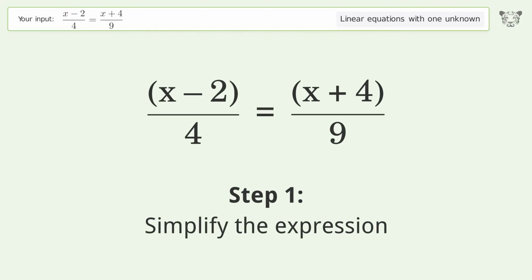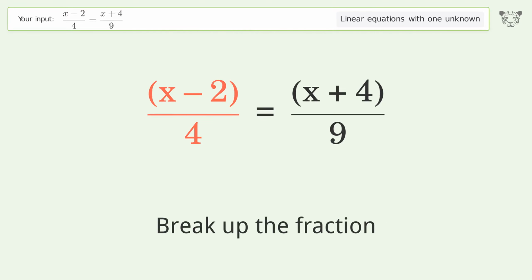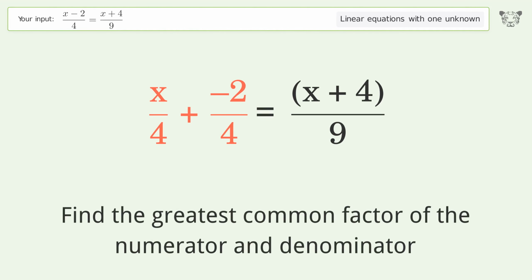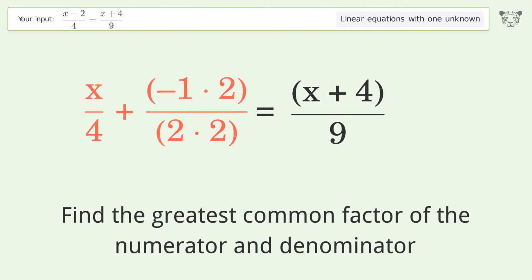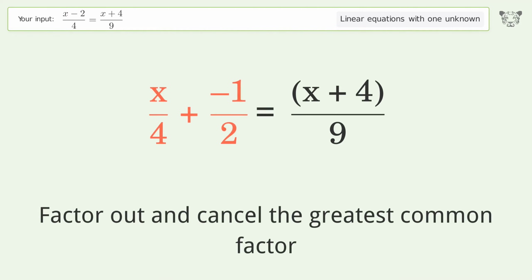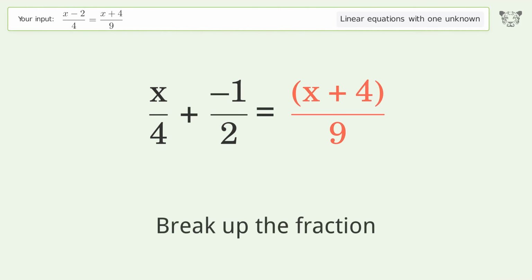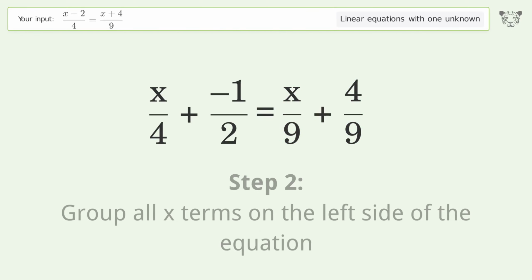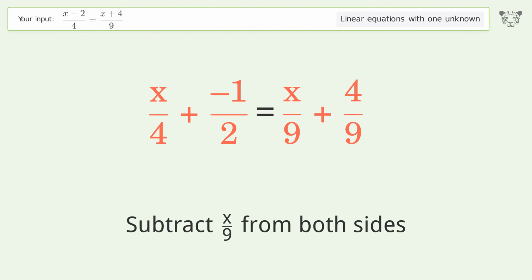Simplify the expression. Break up the fraction. Find the greatest common factor of the numerator and denominator. Factor out and cancel the greatest common factor. Break up the fraction. Group all x terms on the left side of the equation. Subtract 10/9 from both sides.